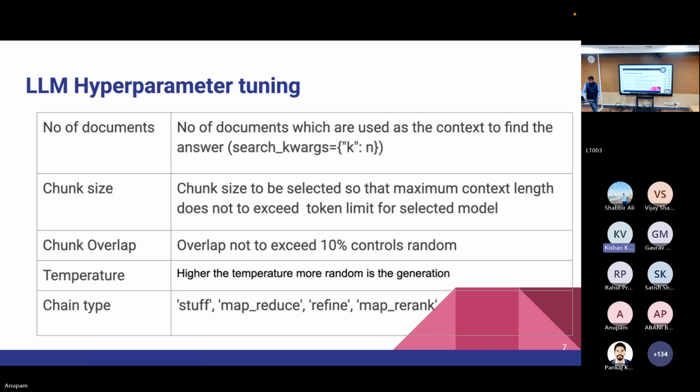Sir, I have one more question. Suppose when we go for fine tuning the LLM model, can we change all of these parameters? No, fine tuning is a separate topic. Let's hold on. Fine tuning is a separate topic.